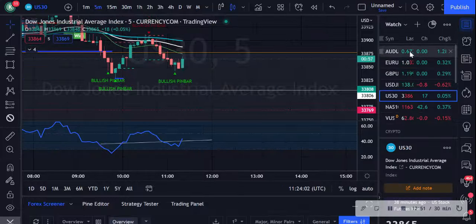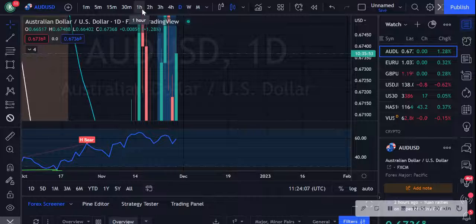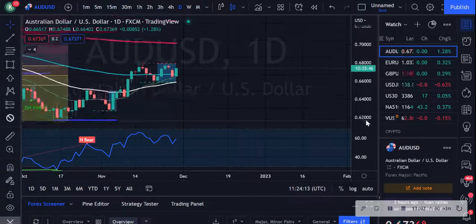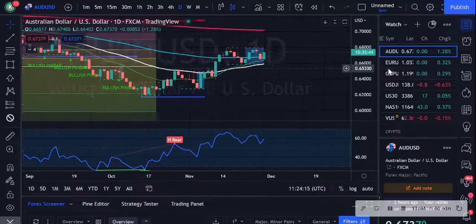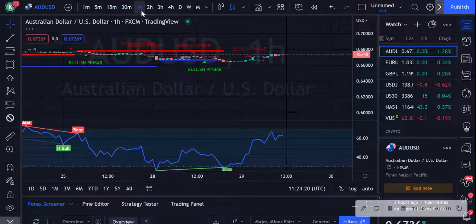All right, let's just look at, oh, we have got a nice, you know what? Every time I look at pairs, I get so caught up because sometimes some of them give you such beautiful signals.